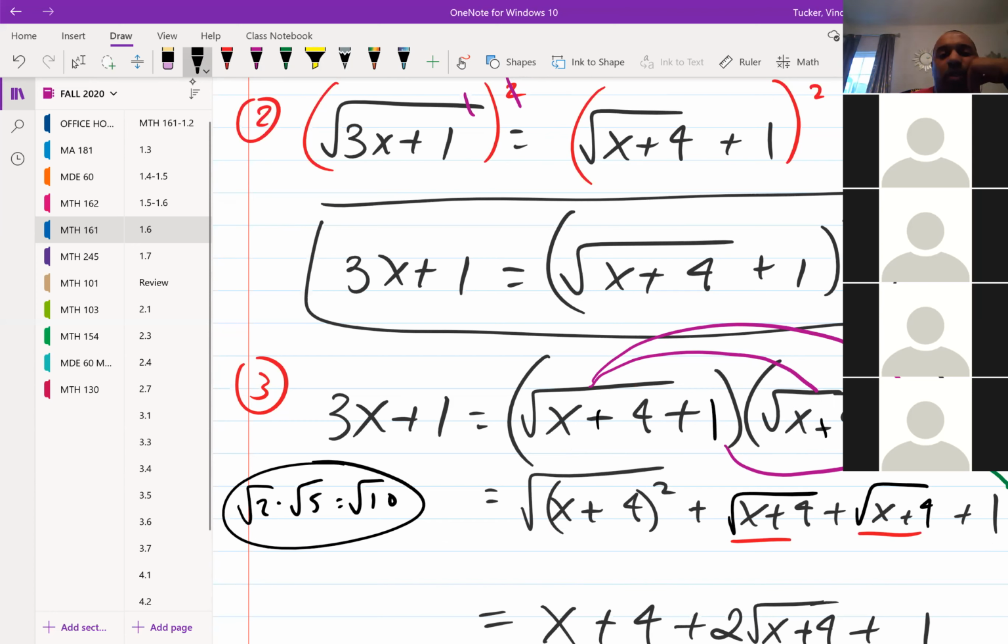So we're doing our binomial distribution. Square root of x plus 4 times square root of x plus 4 gives you the first term. Square root of x plus 4 times 1 gives you the second term. 1 times the square root of x plus 4 gives you the third term. And 1 times 1 gives you this fourth term.